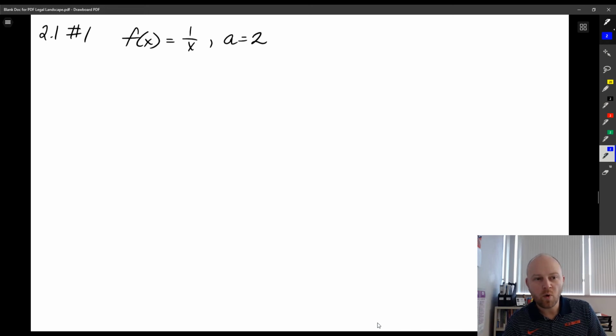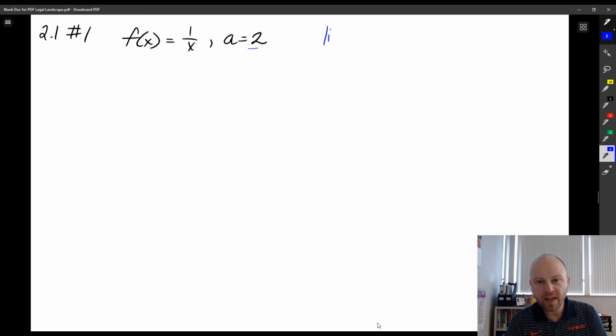We're going to take a look at number 1 from 2.1. We have a function f of x is equal to 1 over x, and we have a constant value a equals 2. We are asked to use the definition of derivative to find f prime of our constant value 2.